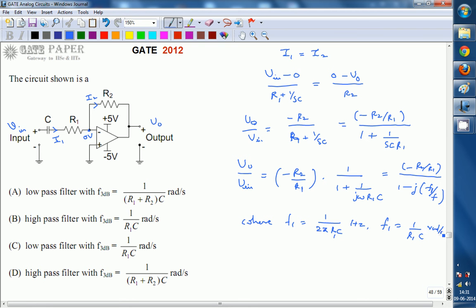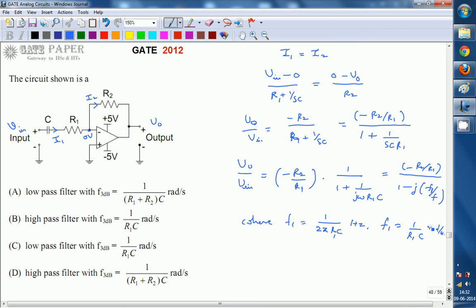If you look at this equation, minus R2 by R1 is the gain, divided by 1 minus j times F1 by F. This is the transfer function of a high pass filter. This is the transfer function of a high pass filter with lower cutoff frequency of F1.